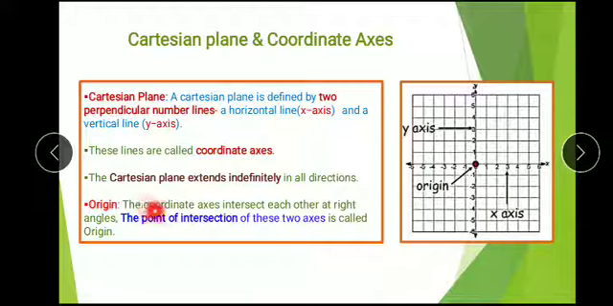Origin: the coordinate axes intersect each other at right angles. You can see these two lines, the horizontal and the vertical, that is these two axes, join at a right angle. You can see this is a right angle, this is also a right angle, this is a right angle, and this is also a right angle. And the point of intersection of these two axes is called the origin.